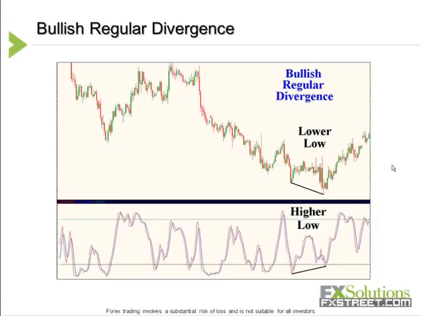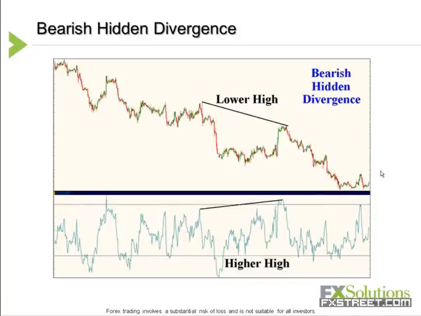Now, let's move forward real quick, and let's talk about hidden divergence. I don't want you to get confused here, but hidden divergence is sort of the opposite of regular divergence. 2 types of hidden divergence. Number 1 is bearish. Okay, so what are we talking about when we're talking about hidden divergence? We're talking about a trend. Okay, so first of all, we have a downtrend. In this case, it's a lower high in price. Okay, this is bearish hidden divergence, a lower high in price.